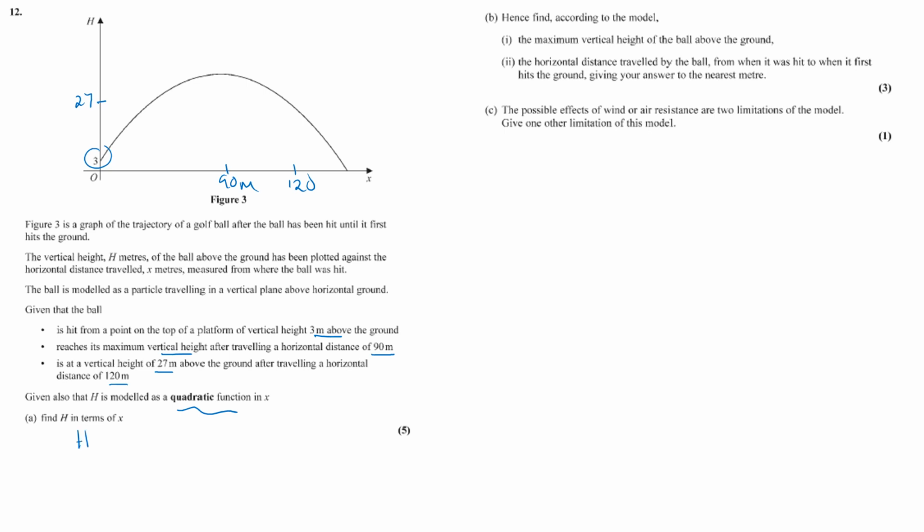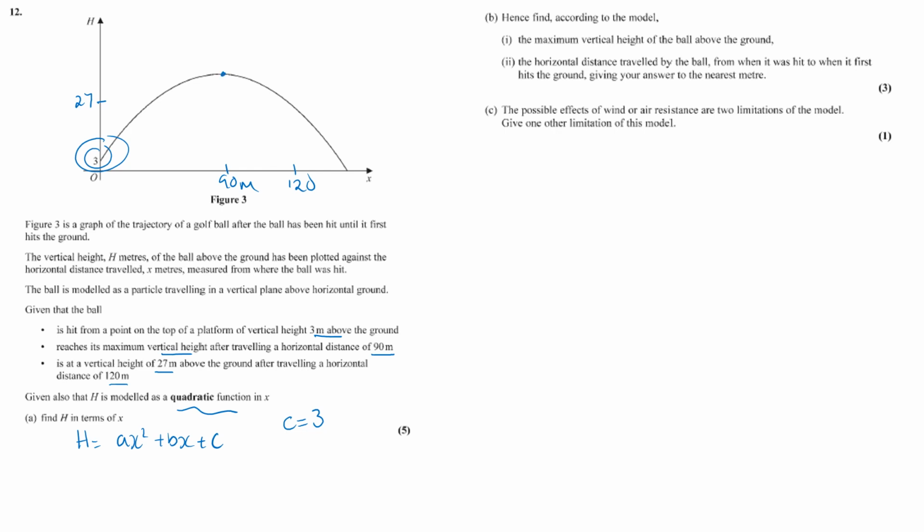So h is going to equal ax squared plus bx plus c, and we can see that the y-axis intercept is already 3, so c is going to equal 3. We've just got to find a and b. Now, because there's 2 unknowns and we've got some information, it's going to be simultaneous equations to find 2 unknowns. So we've got to use the bits of information that we've got.